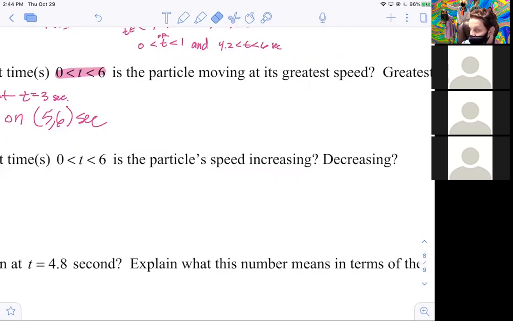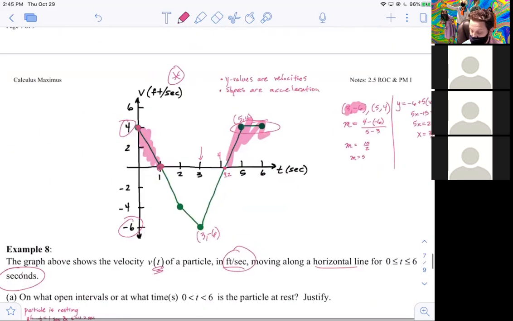But remember, speed is a scalar quantity, so we have to look at not just one thing, but two things. So the speed is going to be increasing when the y values and the slopes are the same sign or opposite sign? Same sign. Good. And they could be both positive or both negative. So let's see if we can catch that.